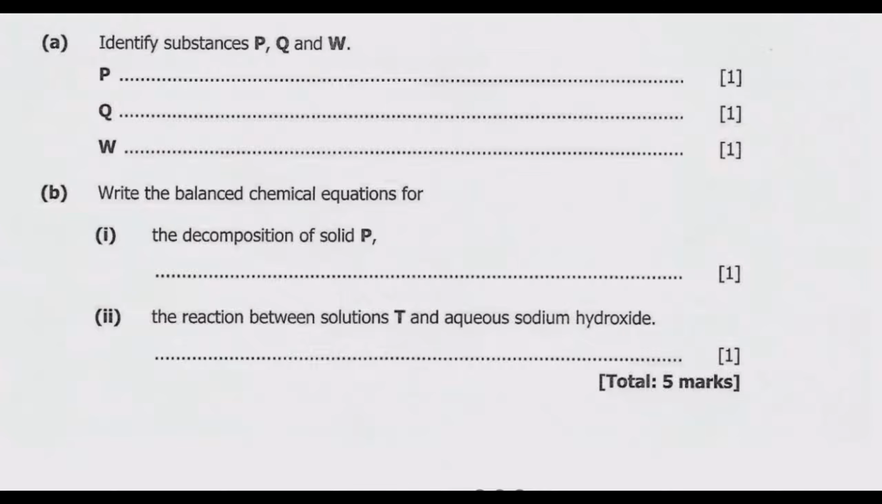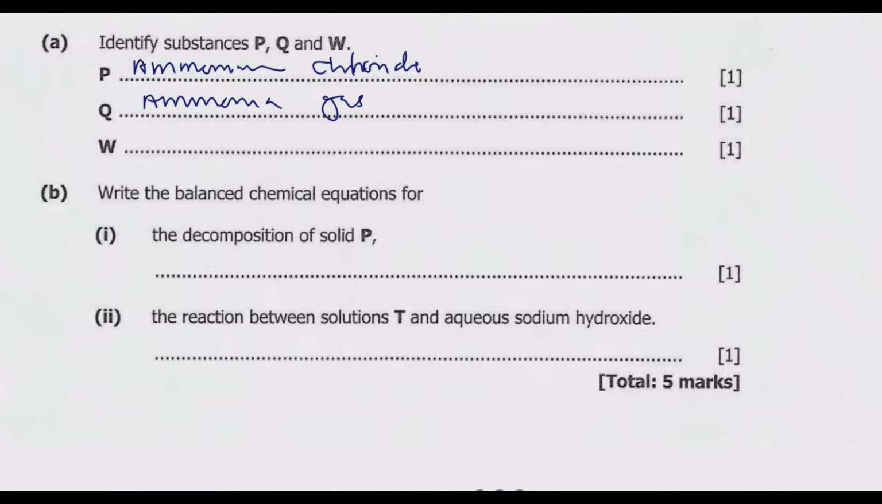So let us write here ammonium chloride. Then Q, this is ammonia gas. Then what is W? That's what we need now to know.